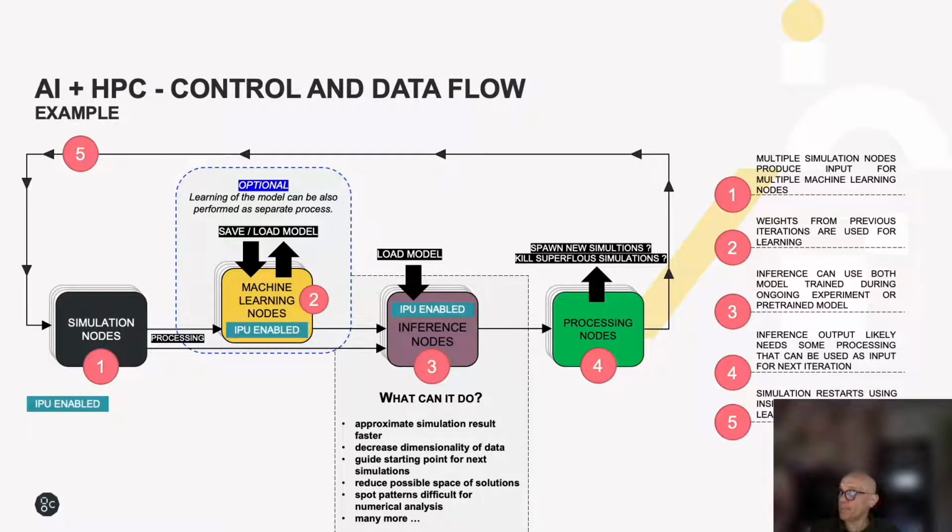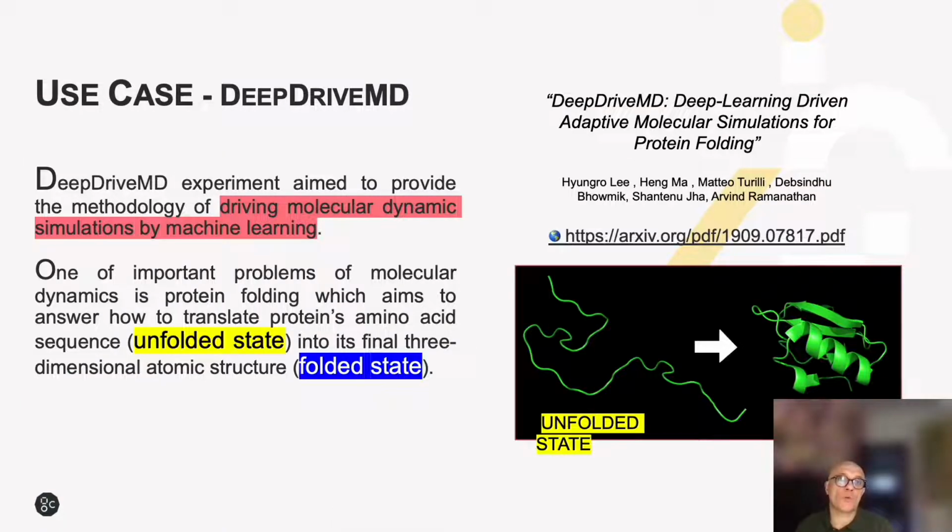The first case we used to examine our experimental system was DeepDriveMD. One of the important problems of molecular dynamics is protein folding, which aims to answer how to translate proteins from unfolded states into the final structure, the folded states. If we look at the picture, we see an unfolded protein transformed into a 3-dimensional atomic folded structure. Doing this in classical HPC simulation is a very expensive, time-consuming problem.